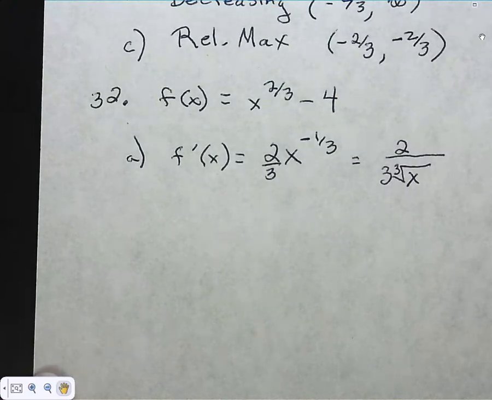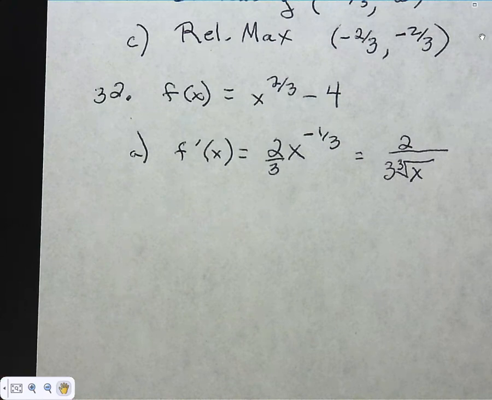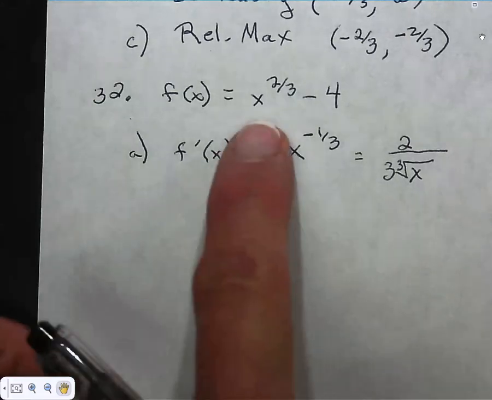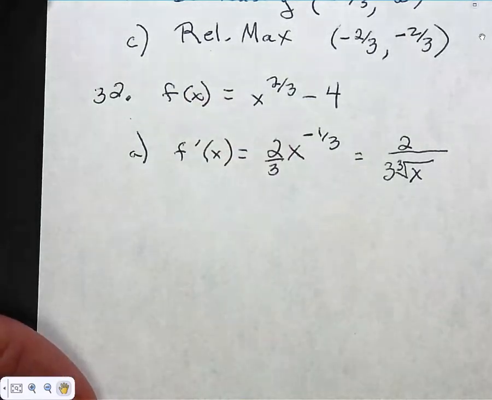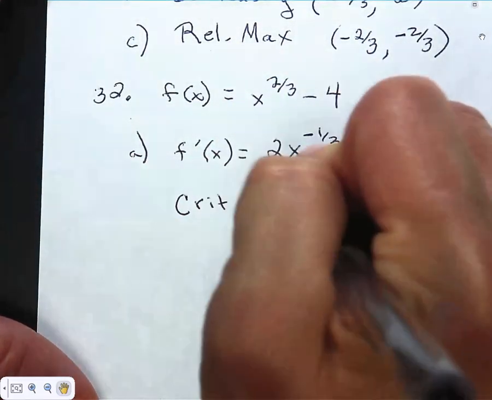Is there anything that makes that 0? The only thing that makes a fraction equal 0 is what? 0 in the numerator. If you can't get 0 in the numerator, there's nothing that makes that 0. What makes a fraction undefined? 0 in the denominator. Is there anything that makes that derivative undefined? 0. So 0 is a critical number. The function's defined at 0, but the derivative is not defined at 0. The critical number is x equals 0.